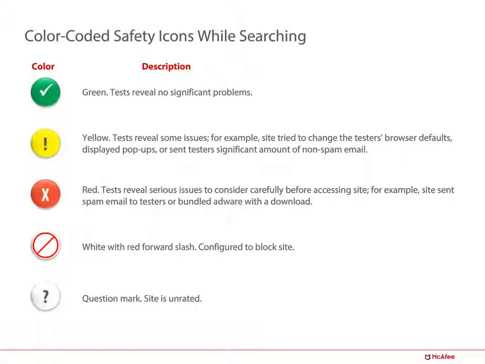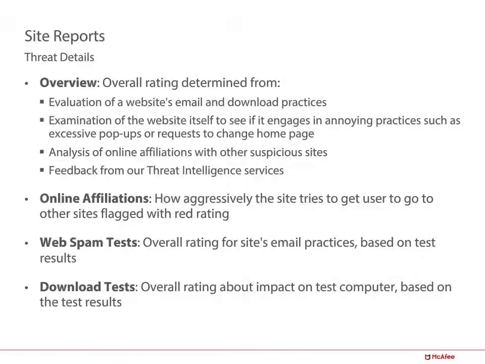And a good example is the site sent a lot of spam email to the testers or bundled adware with a particular download. If it's white with a red slash, then it is configured to block that site. If you see a question mark, then the site is unrated. We have some site reports that you can look at the threat details of your different websites.